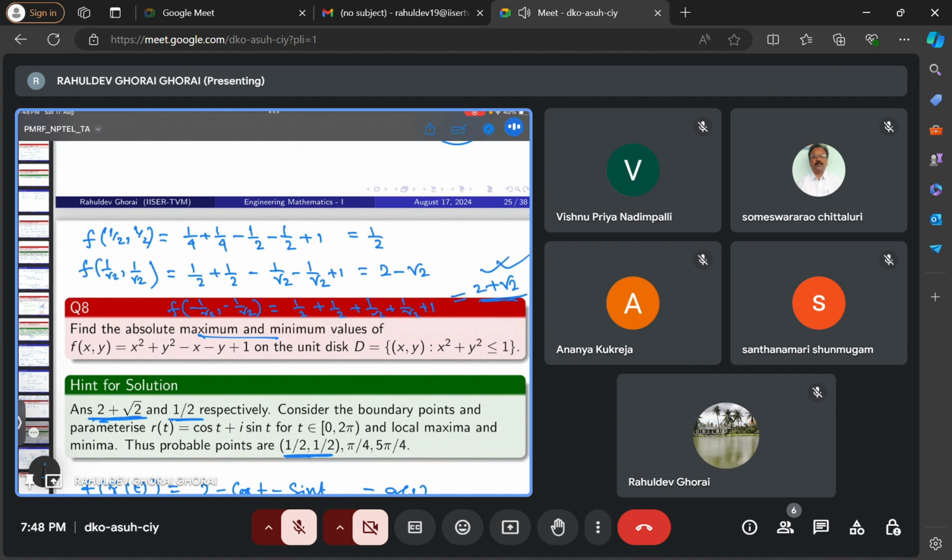And f will have absolute minima in this domain at (1/2, 1/2), and the value is also 1 by 2.